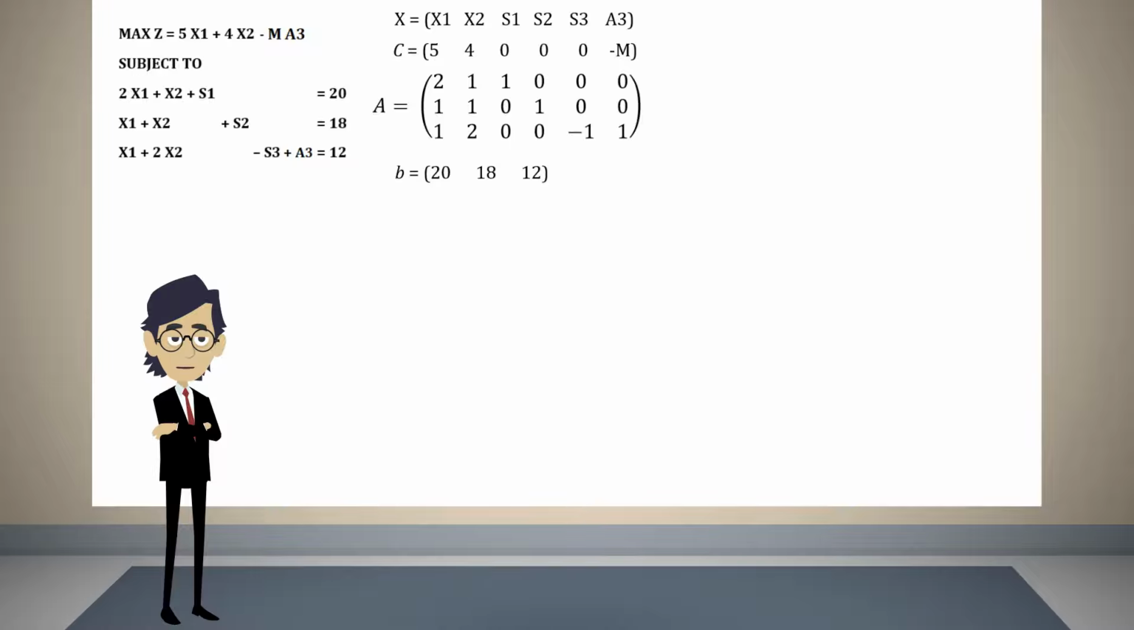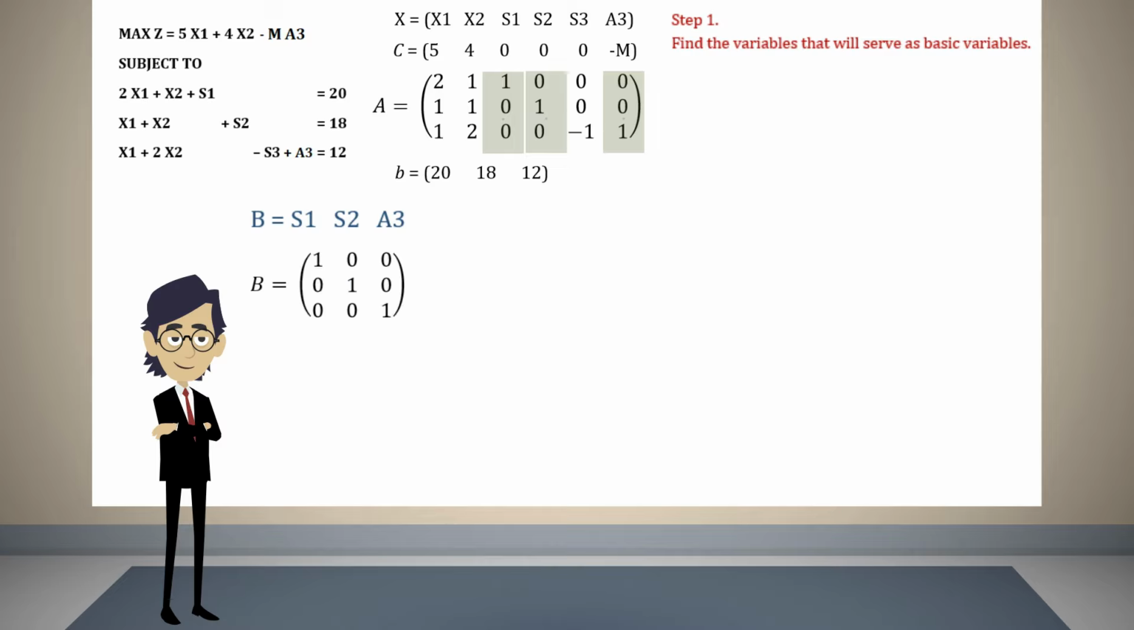The first step consists in finding a feasible basis for the problem. This implies finding the variables that will serve as basic variables. Since in this case we have three constraints, we must select three basic variables. The selected variables are the slack variables, S1 and S2, and the artificial variable, A3. With the columns of these variables found in matrix A, we form a new matrix, and we obtain the inverse of this matrix.